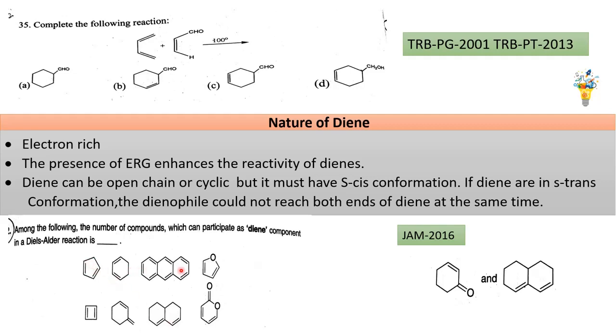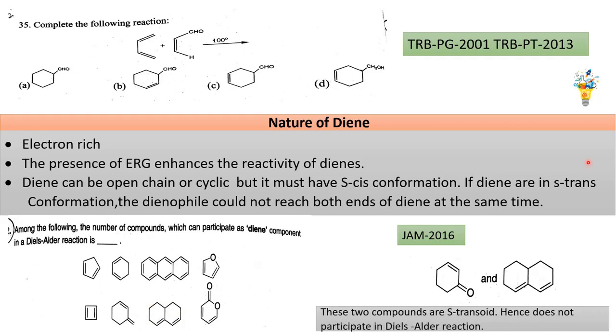Whereas the other 1, 2, 3, 4, 5, 6, so 6 is the answer. Among the following, the number of compounds which can participate as diene compound is the answer. These two compounds are not involved in the Diels Alder reaction because they are in the trans side position. So trans side compounds do not participate in the Diels Alder reaction. So the number of compounds is 6.